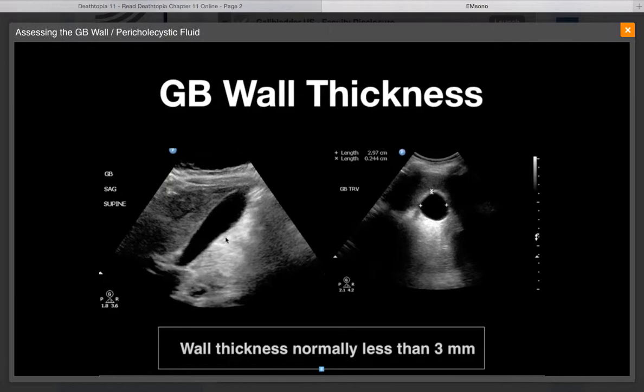You can see that on both the sagittal as well as on the transverse view that it would be hard to obtain a measurement posteriorly. So stick with measuring the gallbladder wall anteriorly.